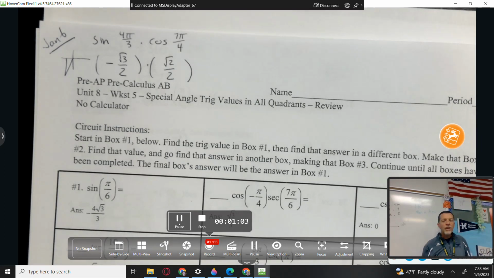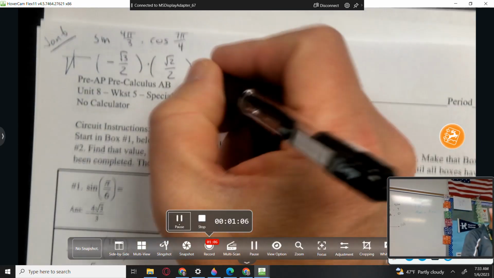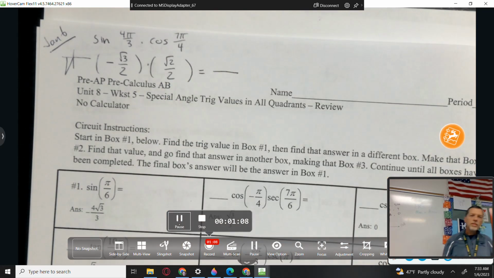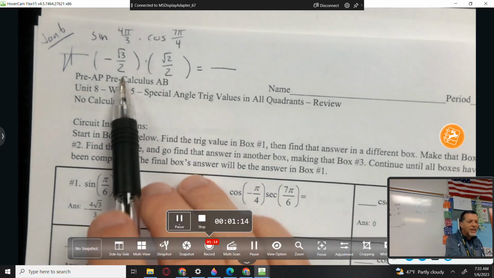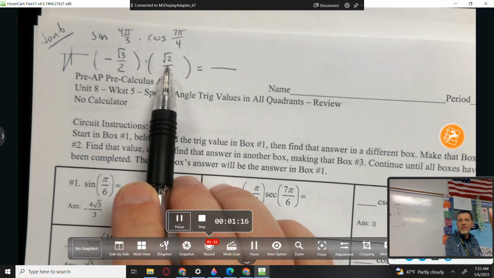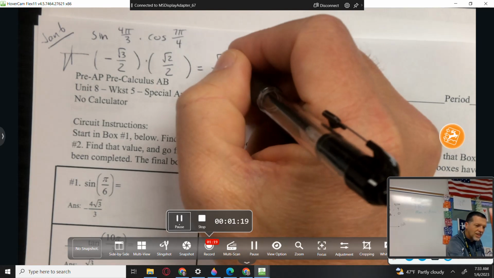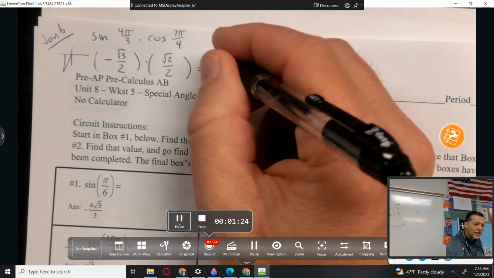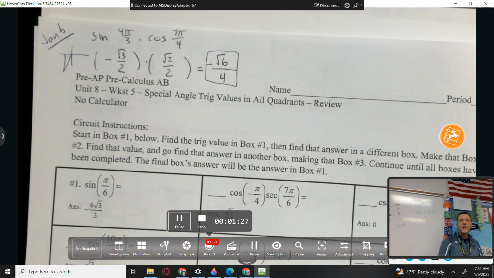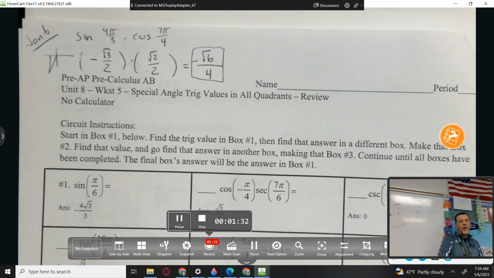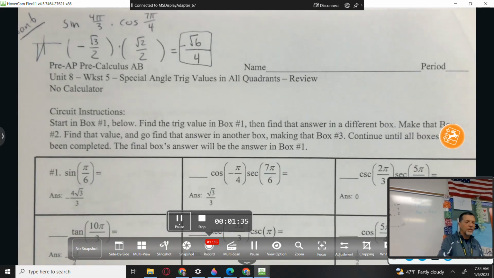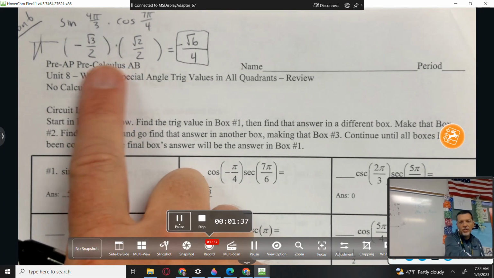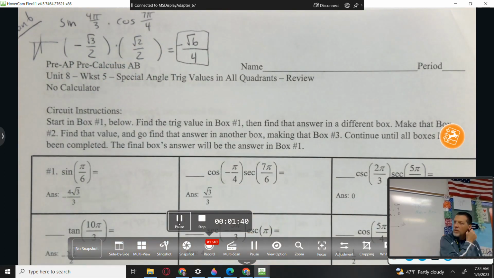So there's our two values. Now the reminder is, how do we multiply fractions? So multiply across. What's the square root of 3 times the square root of 2? Square root of 6. And 2 times 2 is 4. And then don't forget the negative. So negative root 6 over 4. All right, so today is a little bit of that where you know how to find the values, then you multiply the tops, multiply the bottoms.